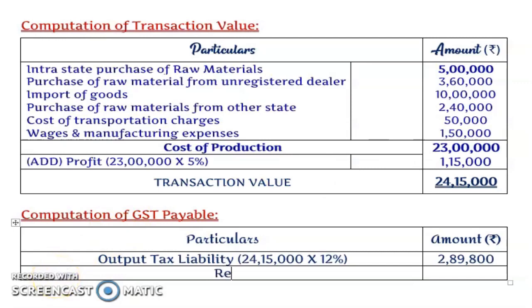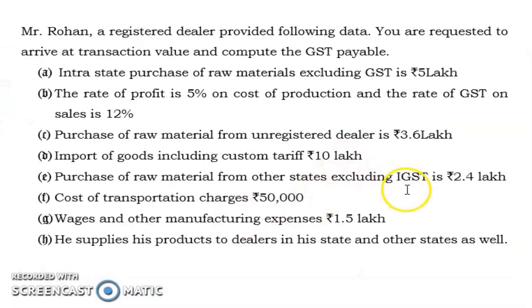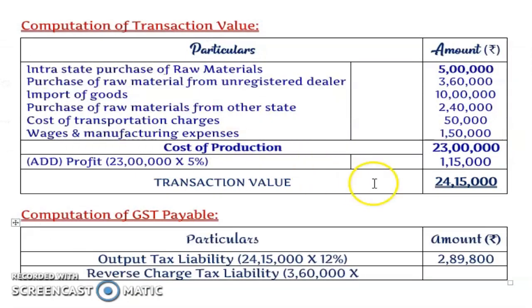So we have to find the reverse charge tax liability as well. Reverse charge tax liability on 3,60,000. So that we need to find out. Now we have to decide about the GST rate. If you see the question here, they mentioned that GST on sales, but this is a purchase. We do not know what rate of GST is applicable, but since the information is not given, we will take the same rate as 12%. We will write a note for that. So 12% we have to find out.